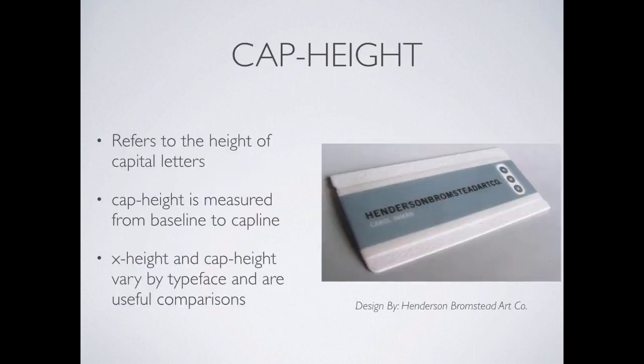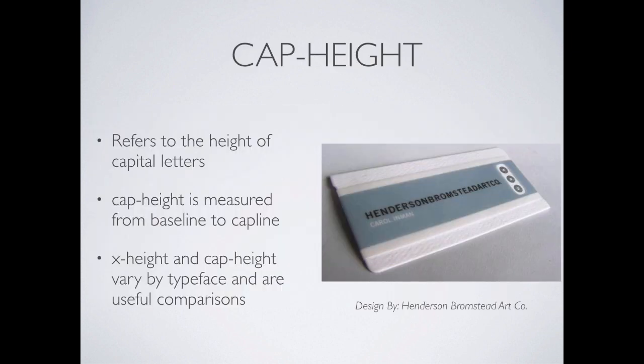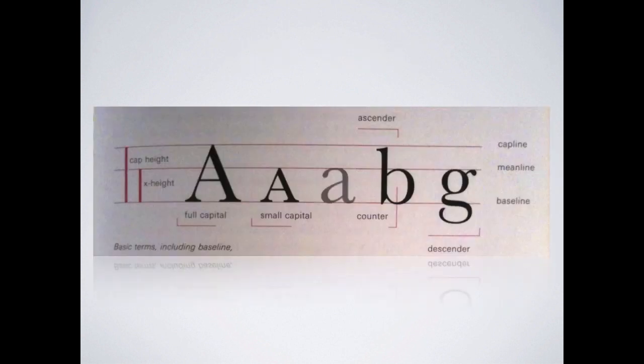Sometimes we need to look at an image. I have an image here that will go through all this again. Cap height refers to the height of the capital letters. So we have x height, which is the lowercase letters, and cap height, which is the capital letters. It's measured from the baseline to the cap line. Depending on your font, these values are going to vary, and in order to understand the font, you have to understand these two things about it.